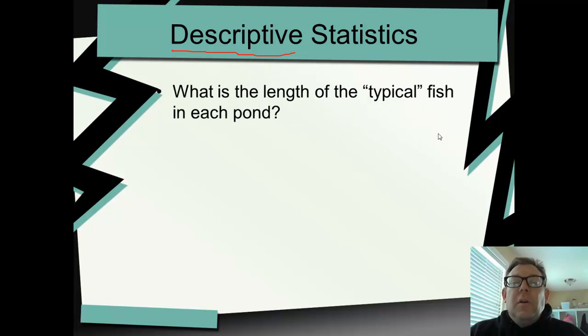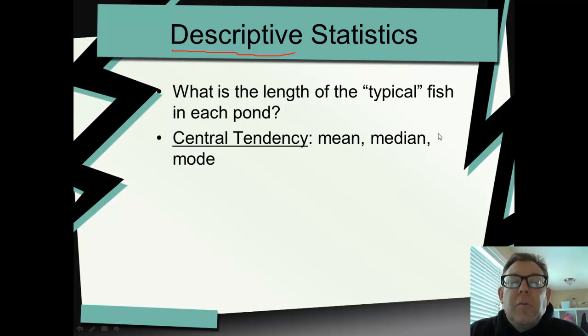So the first question is, what is the length of the typical fish in each pond? A typical fish, how are we going to decide what the length of a typical fish is? We're not worried about the occasional really small one, the occasional really big one, but we're worried more about a typical fish. How would you do that? Well, you would probably do some sort of measure of central tendency. And we listed some of these earlier, like the mean, the median, and the mode. We already defined those. Those are going to tell us something about the typical fish.